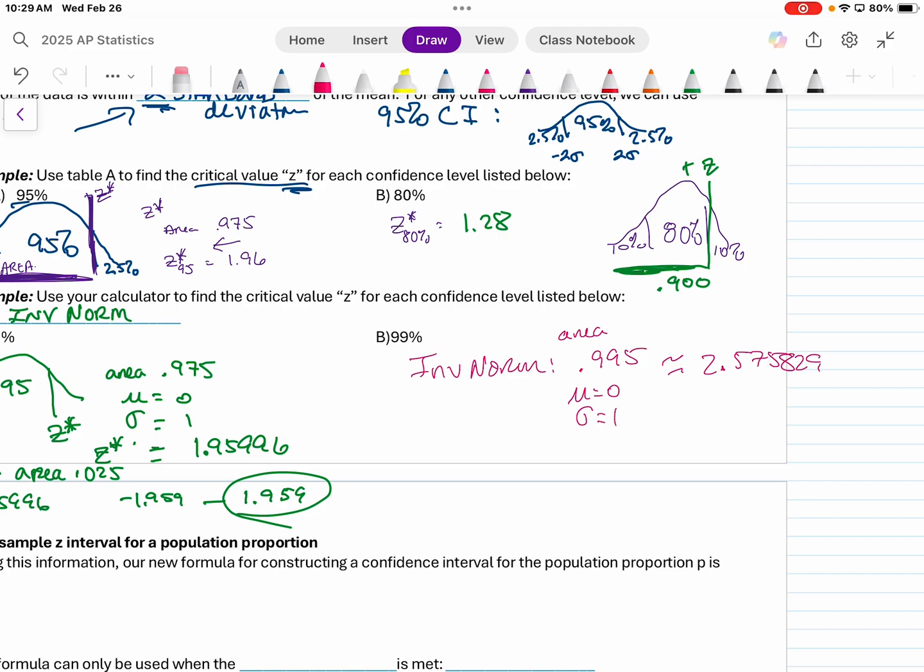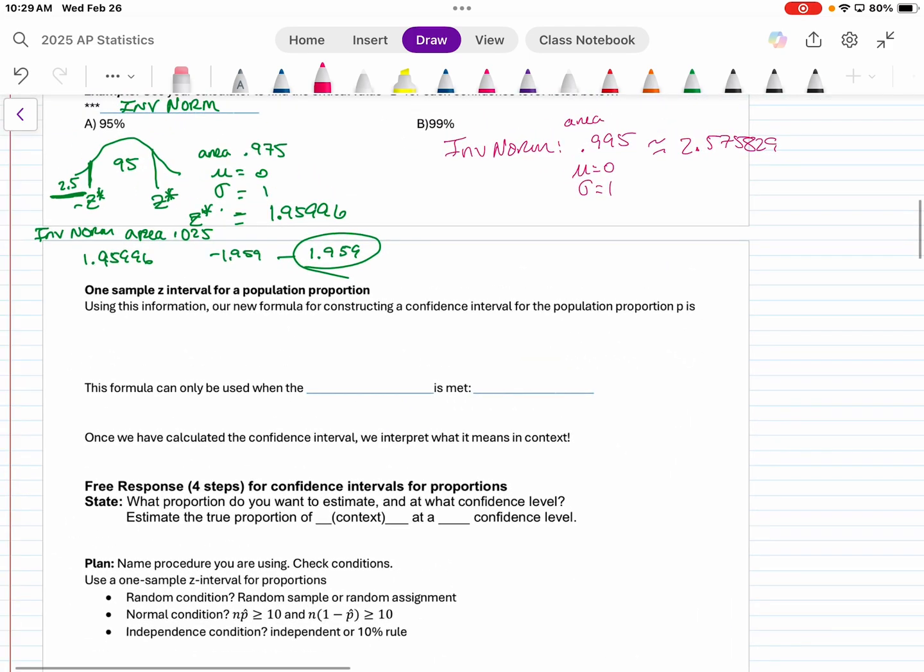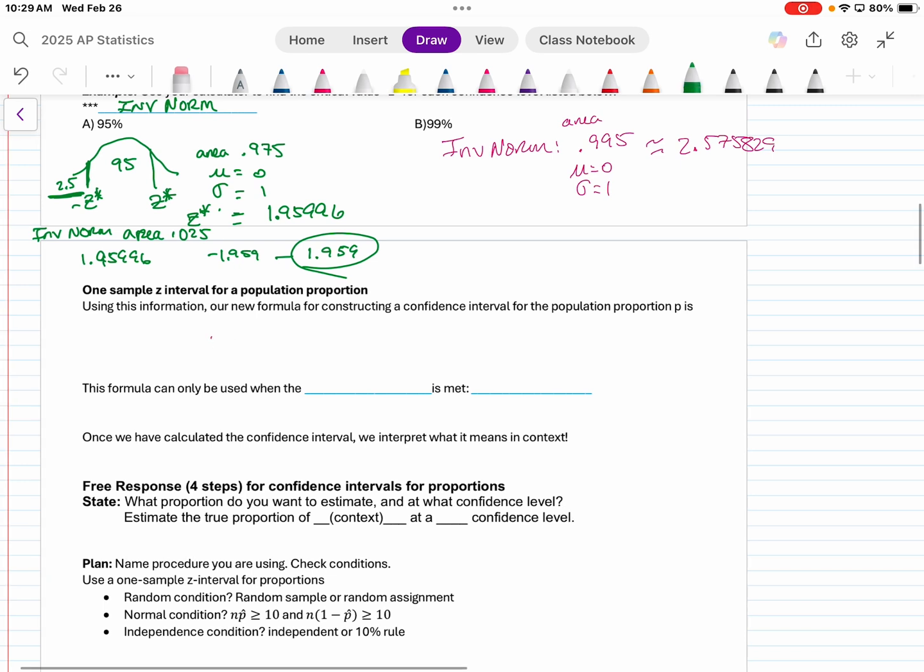All right, next part. Using this information, our new formula for constructing a confidence interval for the population proportion p is as follows. p hat plus or minus, again, our z star times the square root of p hat times 1 minus p hat over n. This formula can only be used when the normal condition is met.